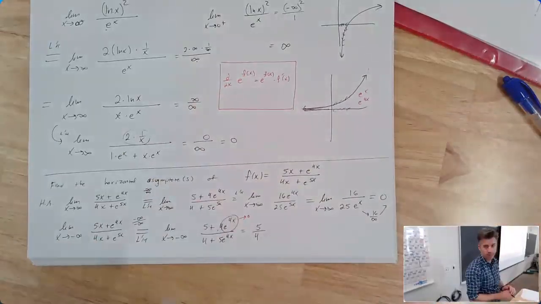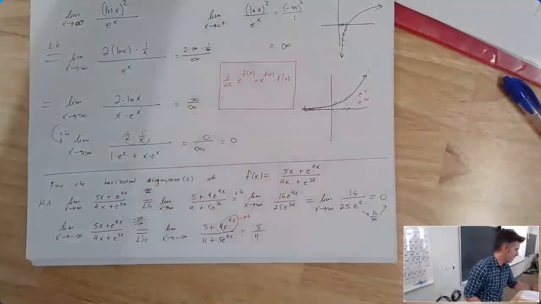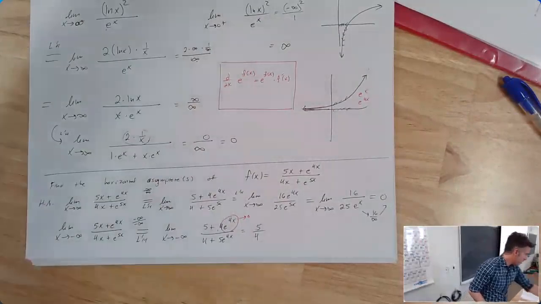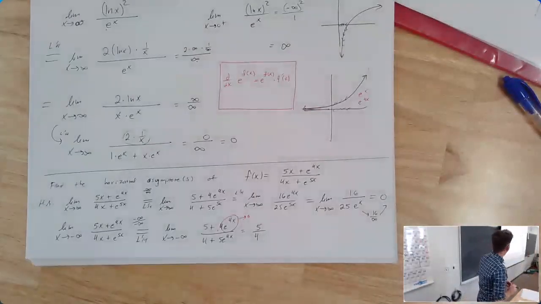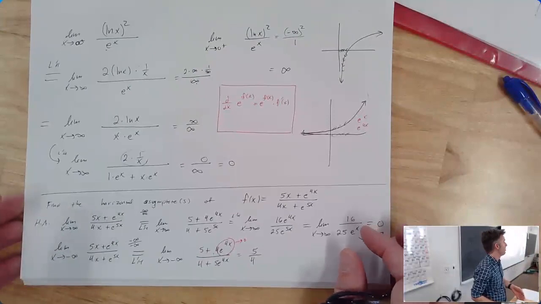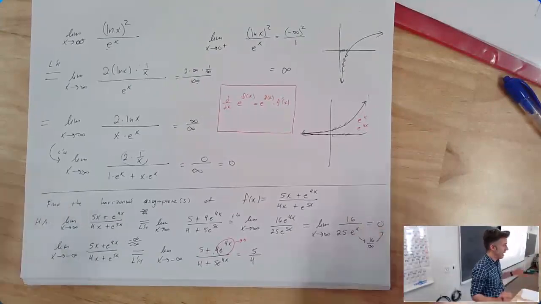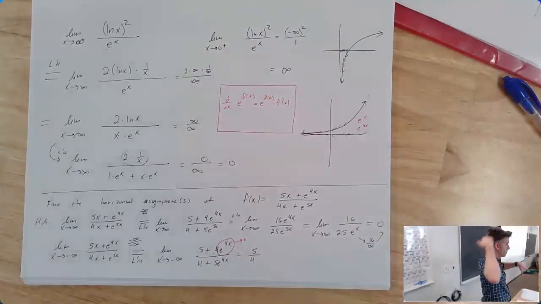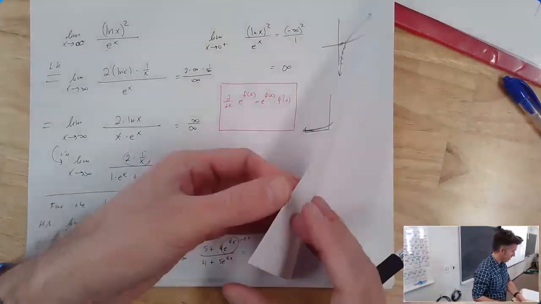Oh, yeah. So not all of our L'Hopital's rule questions are going to be given to us in an infinity over infinity or 0 over 0 kind of way. Sometimes we're going to have other indeterminate forms that we have to first manipulate.